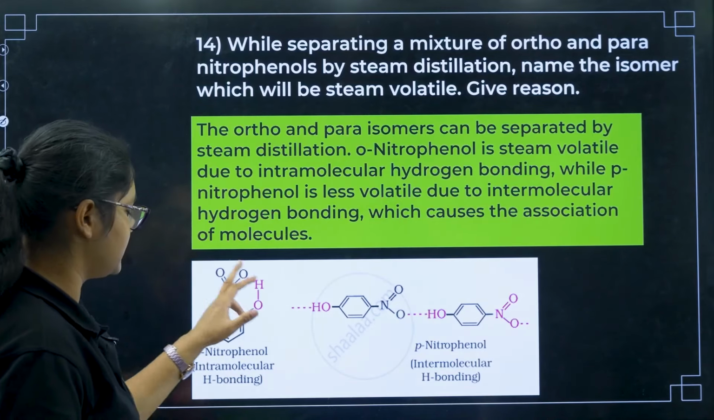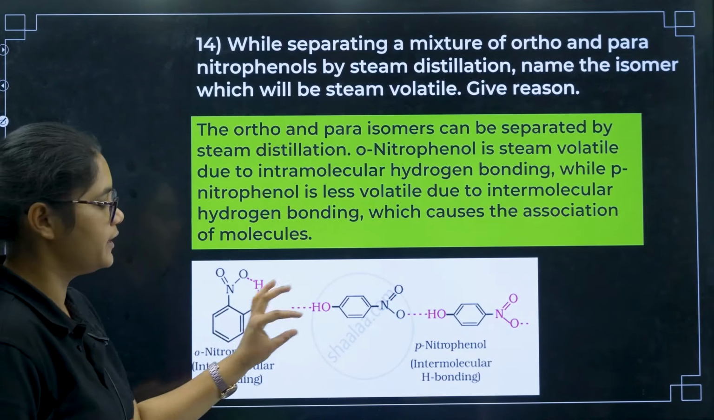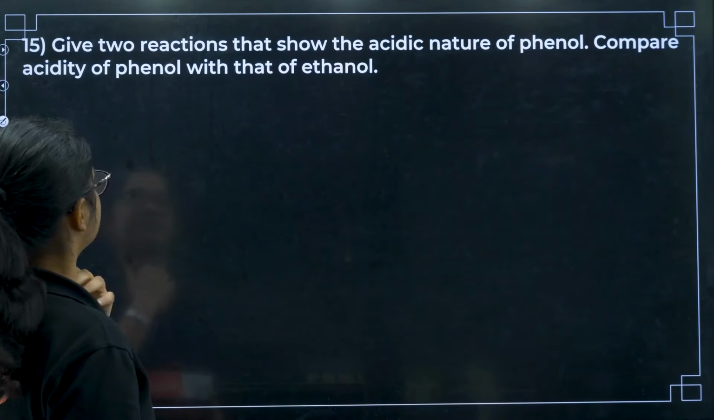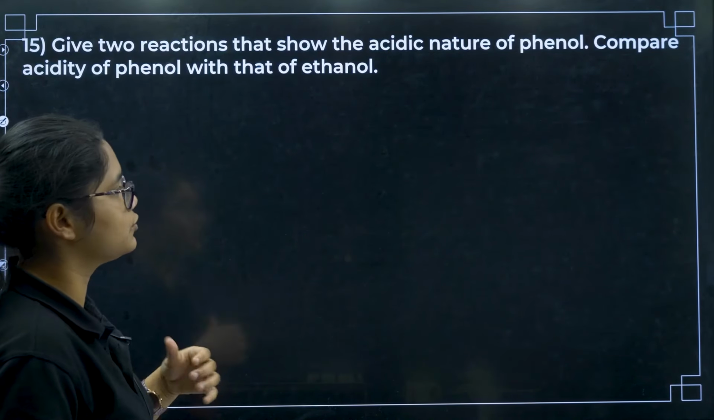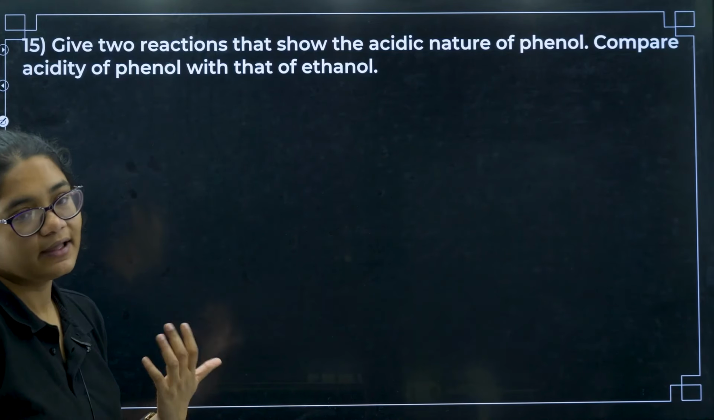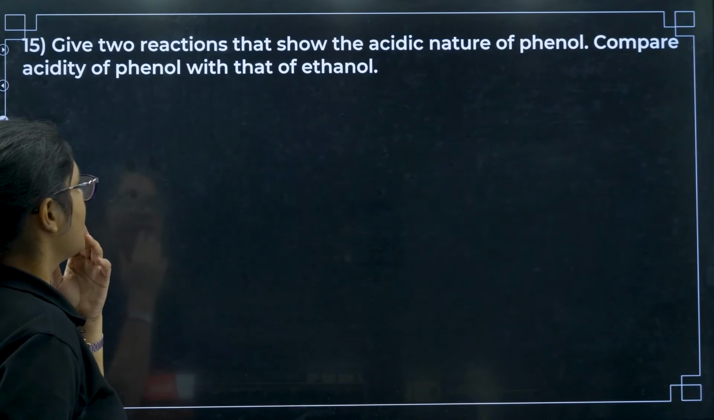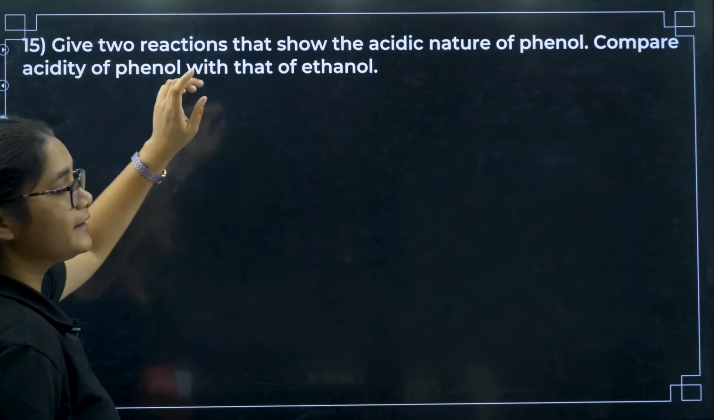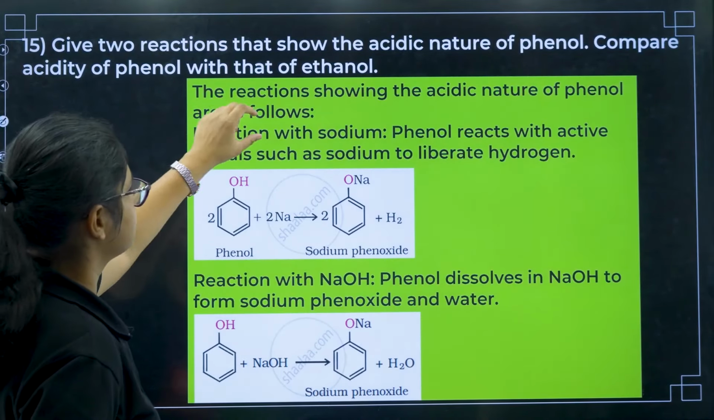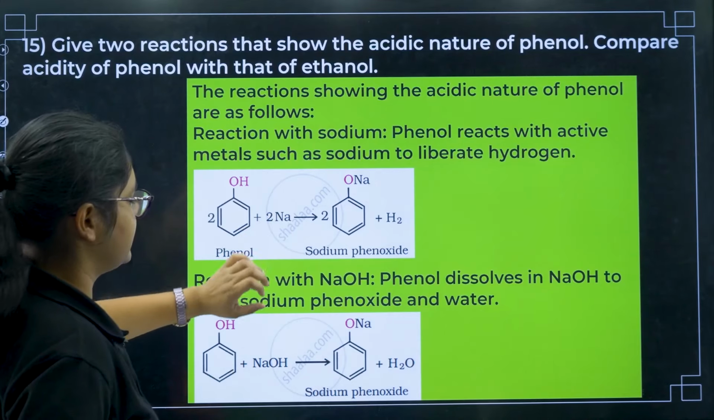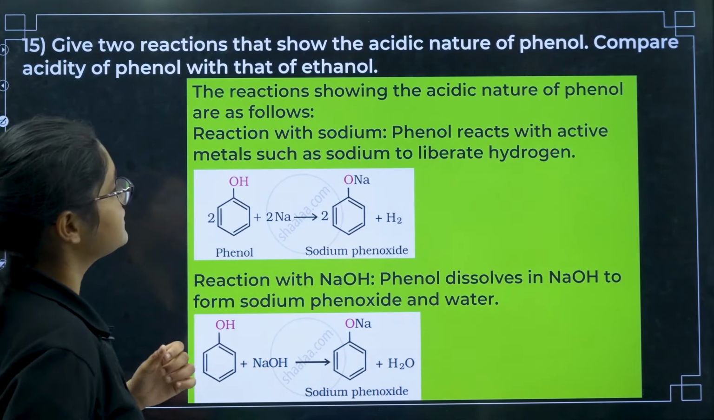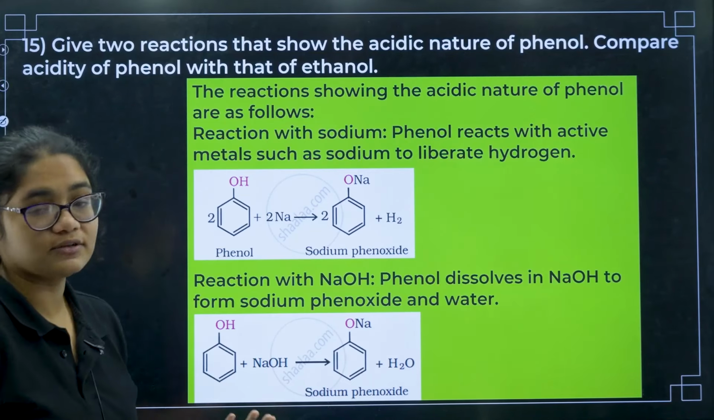You can see the example here. This is intramolecular hydrogen bonding, this is intermolecular hydrogen bonding. Okay, this is an important question. Next, give two reactions which show the acidic nature of phenol. Compare the acidity of phenol with that of ethanol. So we have seen that reaction with Na and NaOH. So you can see here reaction with Na will show the acidic nature, reaction with NaOH will also show you the acidic nature. The rest part is compare the acidity of phenols with ethanol.